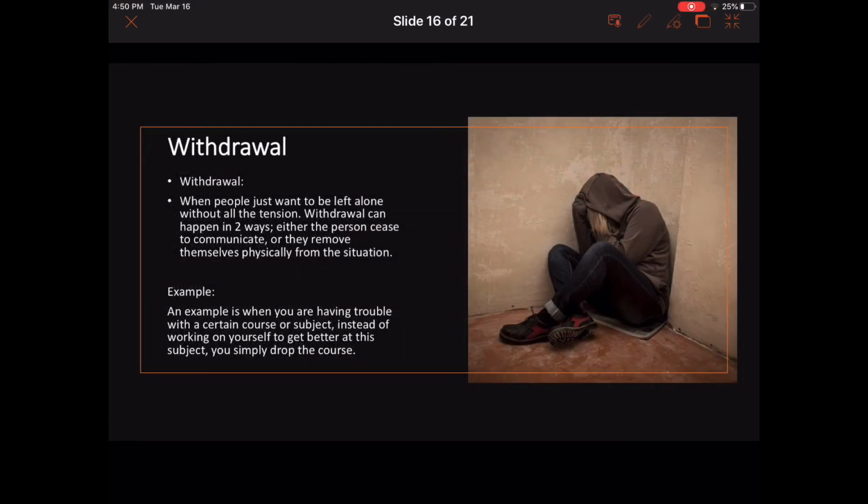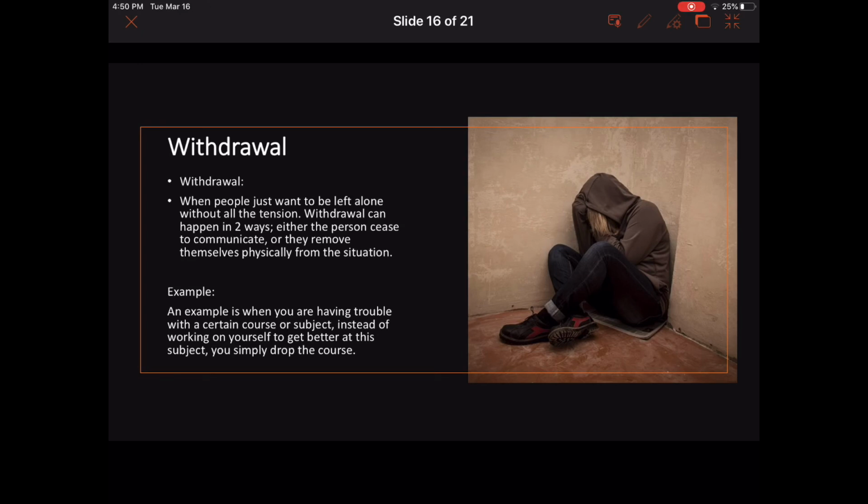Now, withdrawal is another stage that a lot of people go through. It is in which people just want to be left alone without all this tension that is happening. Withdrawal can happen in two different ways. Either the person would cease to communicate, or they would remove themselves physically from the situation.